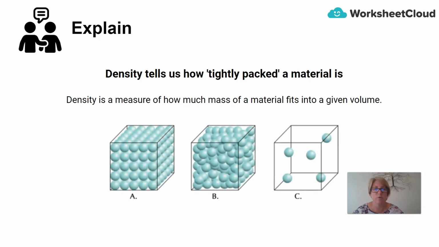So here is an example of 3 blocks, A, B, and C. And you are able to see how the particles are tightly packed into this material. So in tomorrow's lesson, we are going to learn a little bit more about density and how tightly packed the materials and the particles are. Just a reminder that density equals mass over volume.